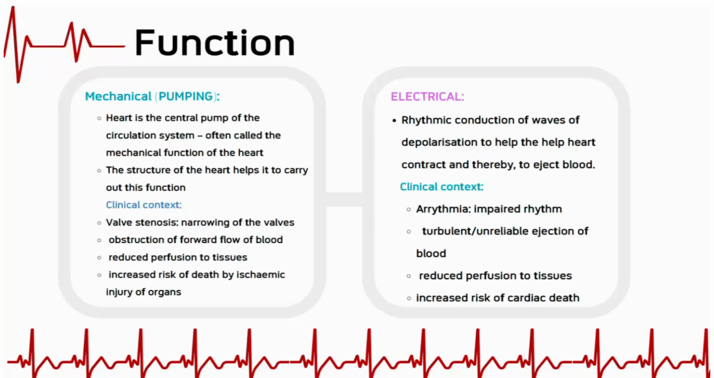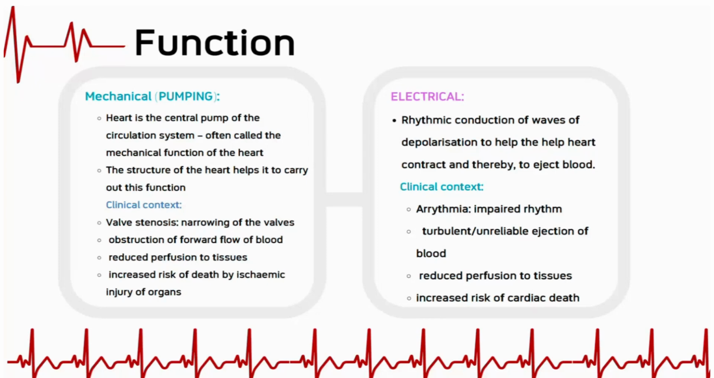So the volume of blood that reaches tissues, the medical word for it is perfusion. So if you reduce perfusion to the tissues, you increase the risk of death. Okay, so that's one example for the pumping function of the heart.